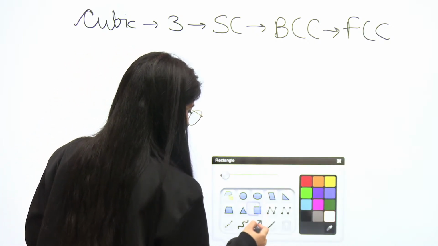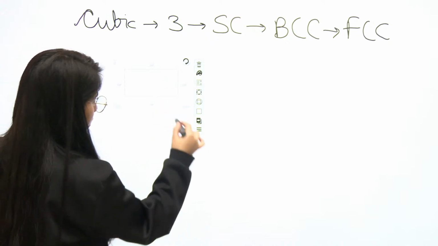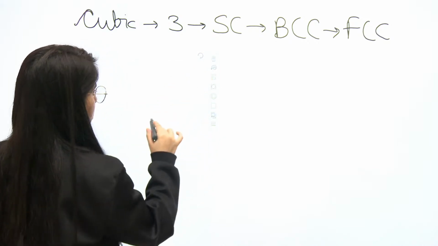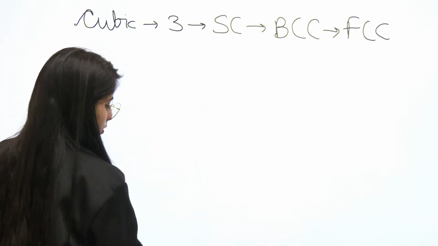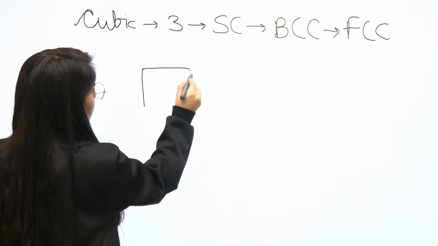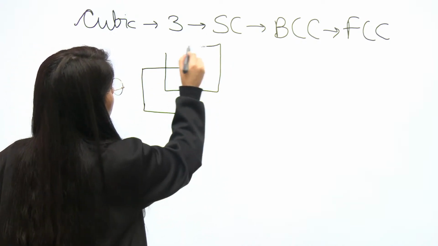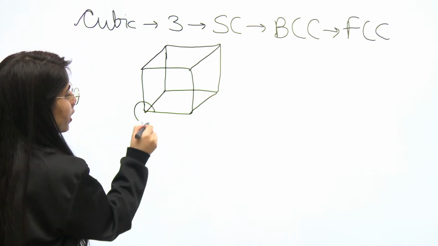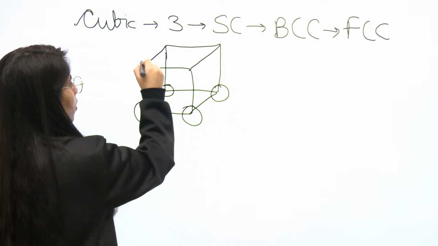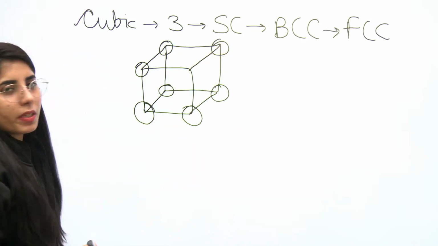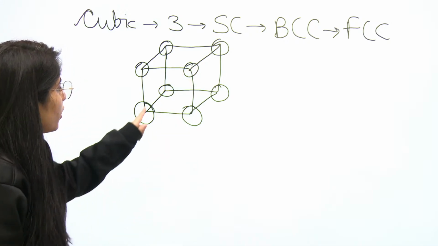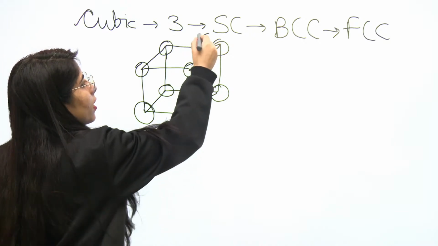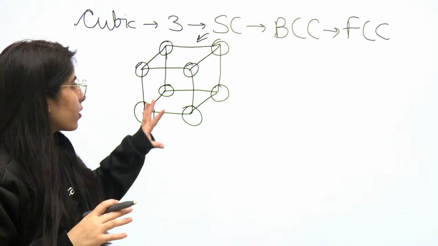If I consider it in this manner, let's draw it like this. This is the simple cubic, let's say. So only atoms will be at the corners. Clear? How many corners or vertices? 8. So 1, 2, 3, 4, 5, 6, 7, 8. Clear? This is the simple cubic case and the only atoms present are at the corners or the vertices.